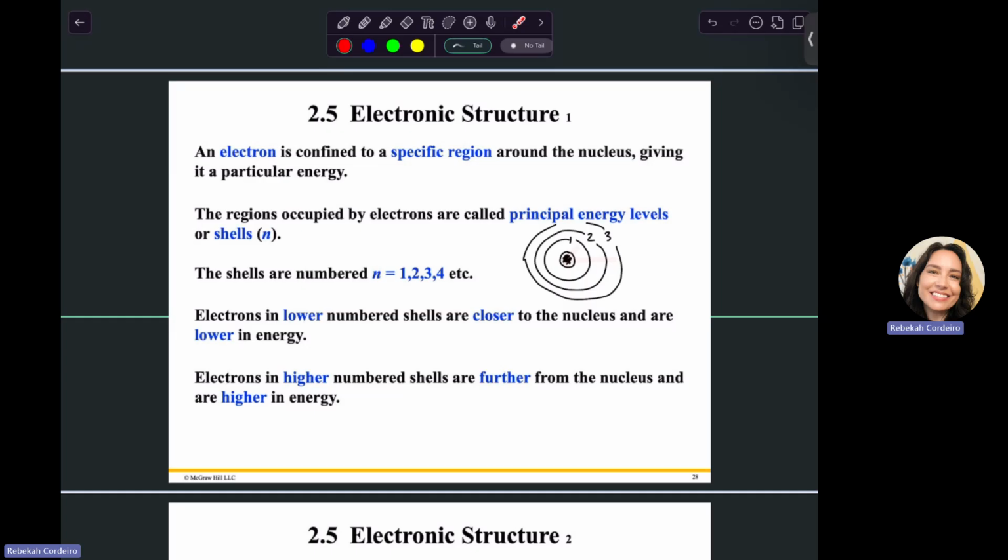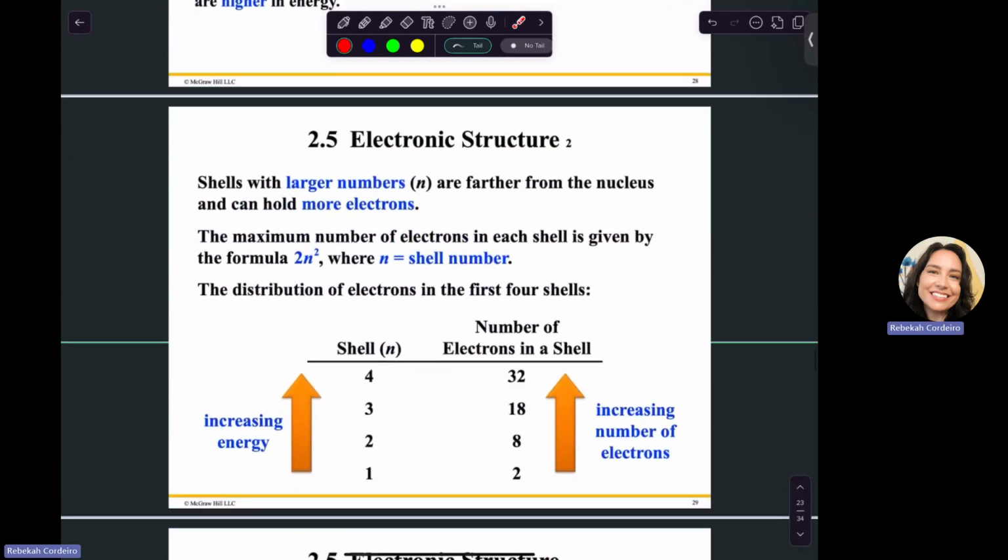It's not exactly that electrons move around in orbit, kind of like the planets do around the sun. Electrons are a little more wild than that. They actually hang around in little clouds that are different shapes. We'll talk about those shapes in a second. The larger numbers are farther away from the nucleus and they can hold more electrons.